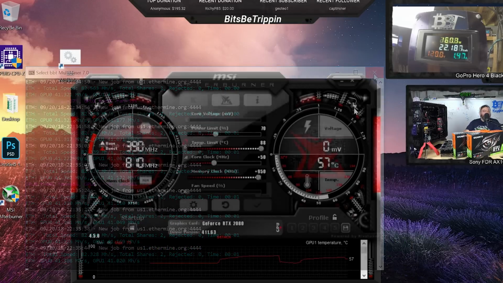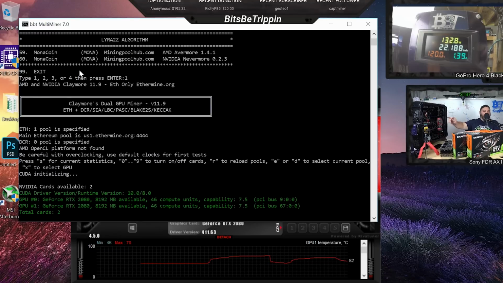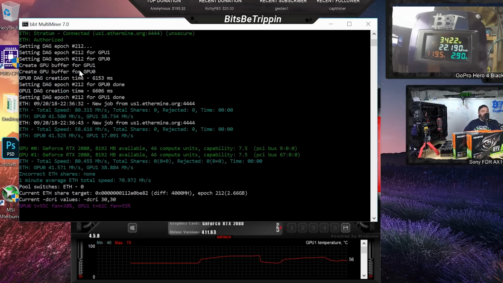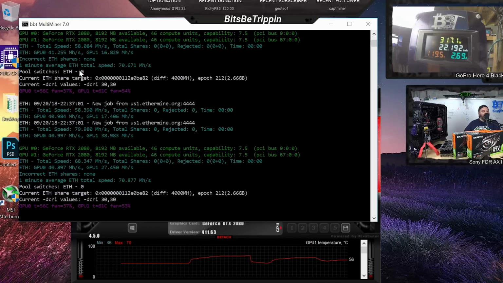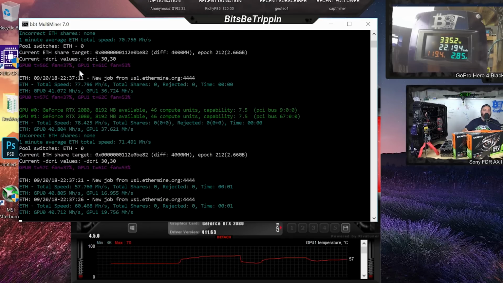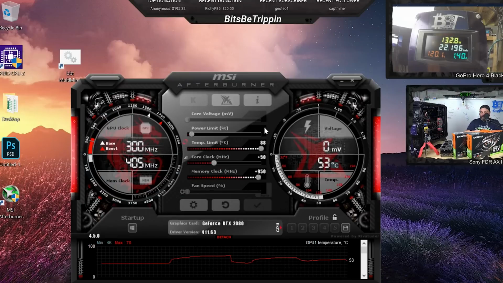We take it a little further and bury the needle at the lowest power setting we can set, 50% power, and see that we get a little instability. We still hold that 41 mega hash for both cards for a total of 82, but we see the second card start to drop off here. We did drop the power wattage down to 375 watts for the whole machine. That's an impressive 120 watts per card, and still almost getting 41.